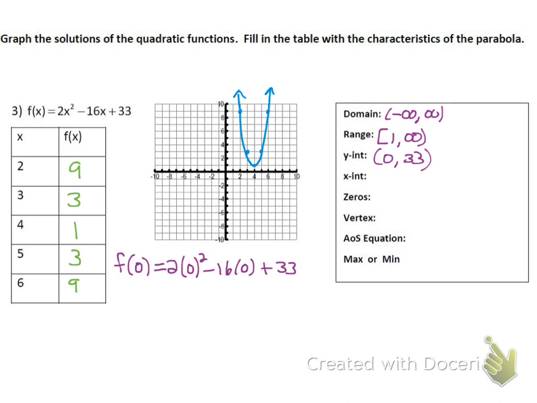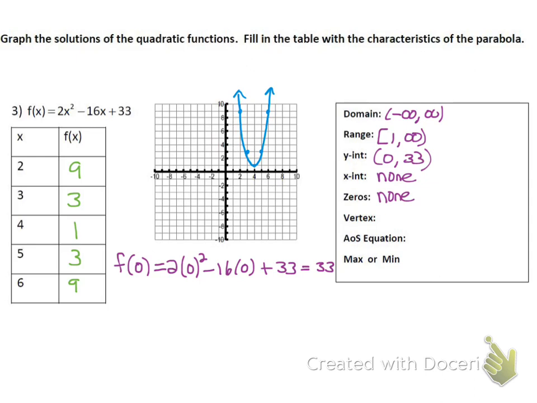So for the x-intercepts, there's the work for finding the y-intercept in case you needed it. I'm sorry, I didn't realize that it was there. Now back to the x-intercepts. Again, this graph doesn't cross the x-axis, so we say none. There are no x-intercepts. And if there are no x-intercepts, there are no zeros.